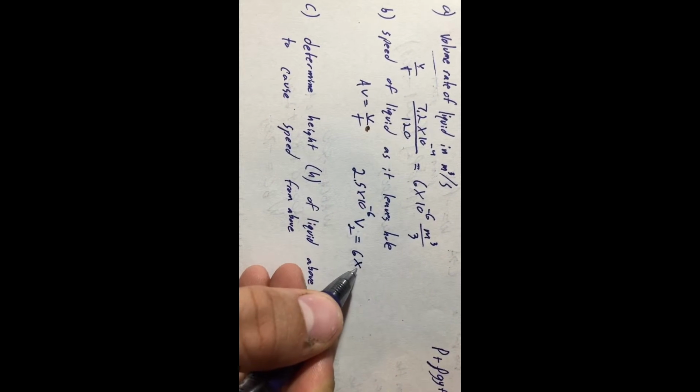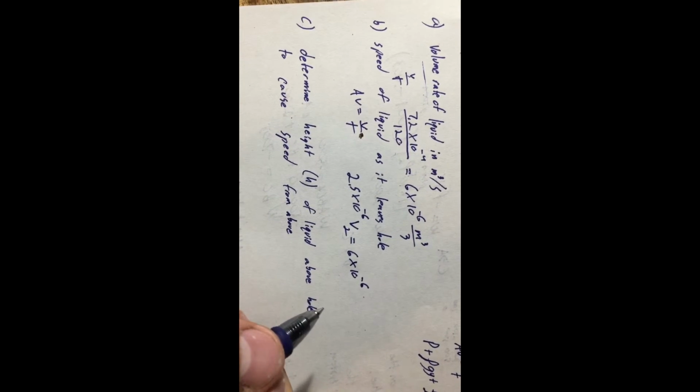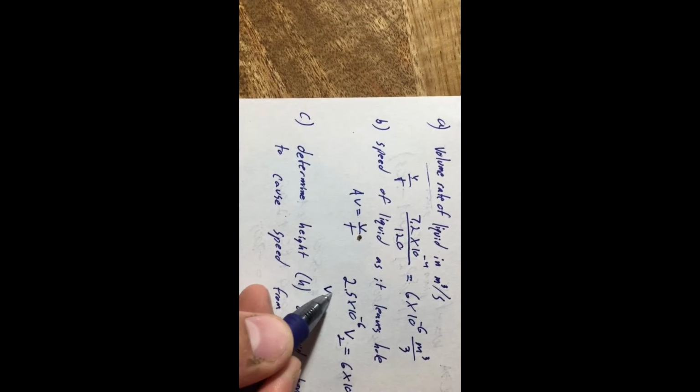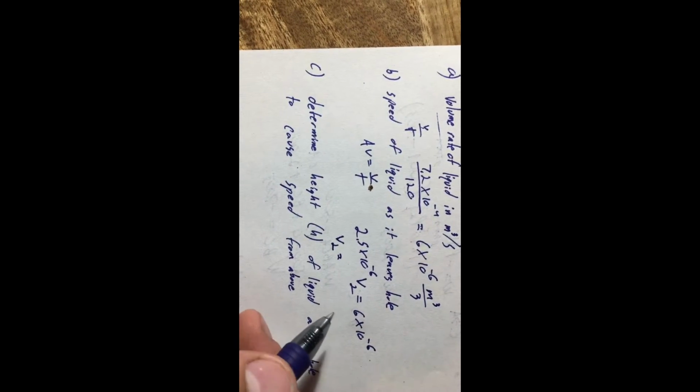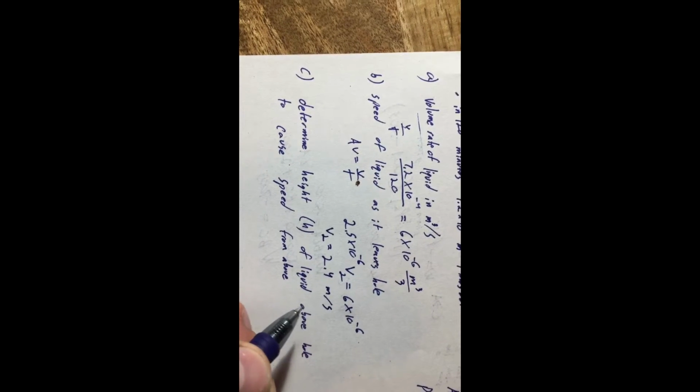Alright, so the area is 2.5 times 10 to the negative 6th times V2 equals the flow rate, which is 6 times 10 to the negative 6th. And what you get is that V2 is equal to 2.4 meters per second. And that is the speed of the liquid as it leaves the hole. Pretty cool that you can figure that out.